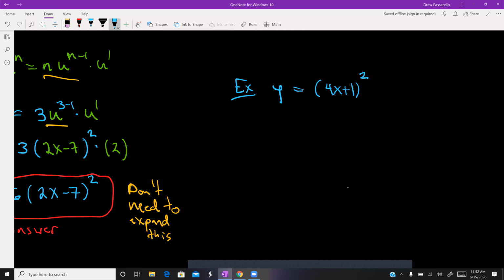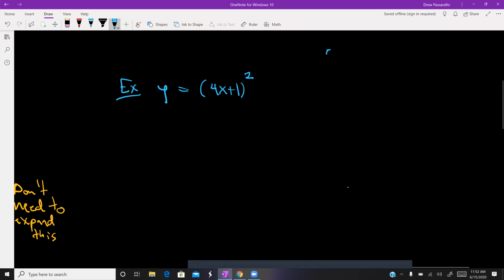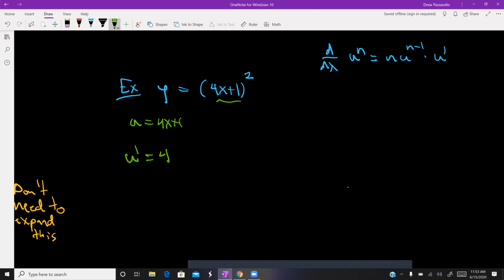All right, and I'm going to use that general power rule, which is really the chain rule, so it's n times u to the n minus 1 times u prime. So in this case, my u part is the 4x plus 1. That's my inside function. So if I take the derivative of the inside function, u prime would be 4 times 1 plus 0. 4 times 1 is 4, and then plus 0 is 4. So the derivative of u is 4.